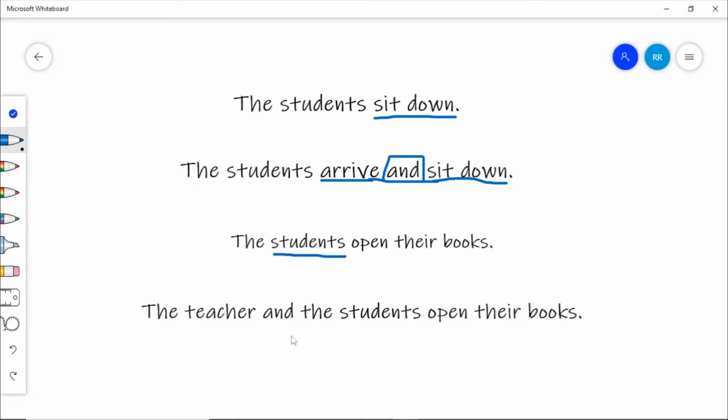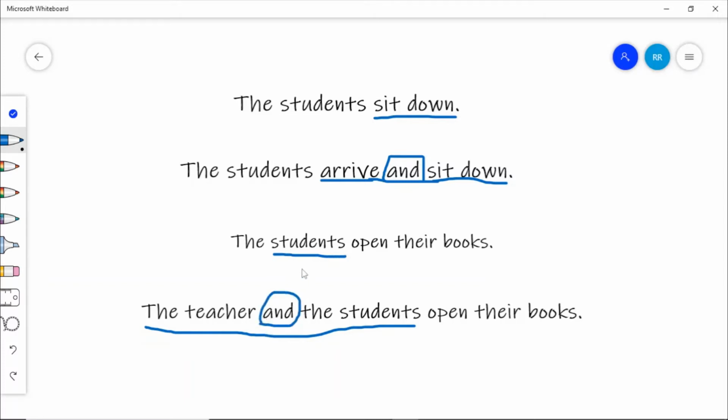The teacher and the students open their books. Okay, where's the subject in this sentence? We have the teacher, we have the students. Which one? It's actually both. The teacher and the students open their books. So we have two subjects. When we have two subjects, what do we call it? Compound subject. Deal? Compound, more than one. Here we have two and we join them with this word and.